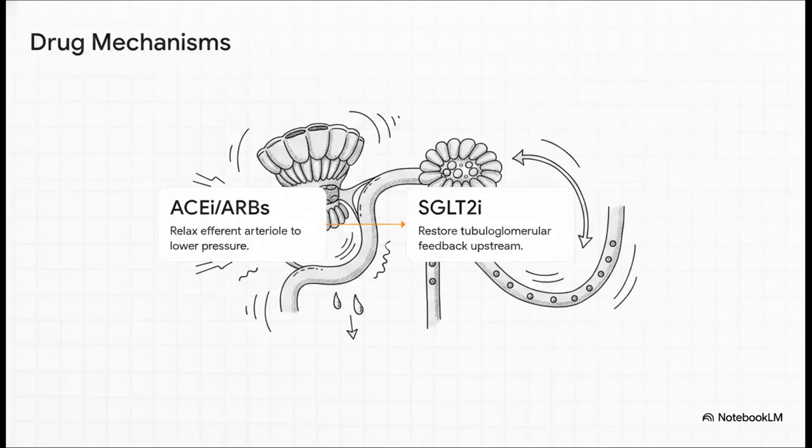Tying our management directly back to that hyperfiltration engine we saw earlier, our best drugs actually work by lowering that dangerous glomerular pressure through two very distinct mechanisms. ACE inhibitors and ARBs work downstream. They relax the efferent, or outflow arteriole, which immediately drops the pressure inside the glomerulus. Meanwhile, SGLT2 inhibitors act upstream. They basically restore tubuloglomerular feedback, which is the kidney's own internal pressure sensor. This eases the hyperfiltration before the blood even enters the capillary tuft. Combining these mechanisms gives us incredible protection that goes way beyond just lowering his systemic blood pressure.